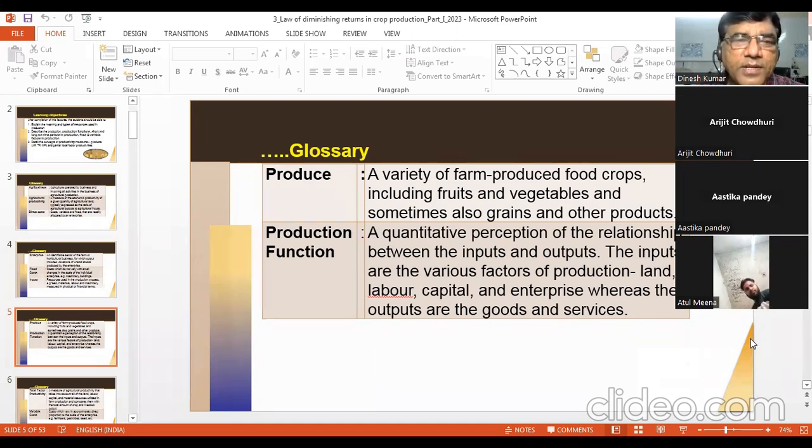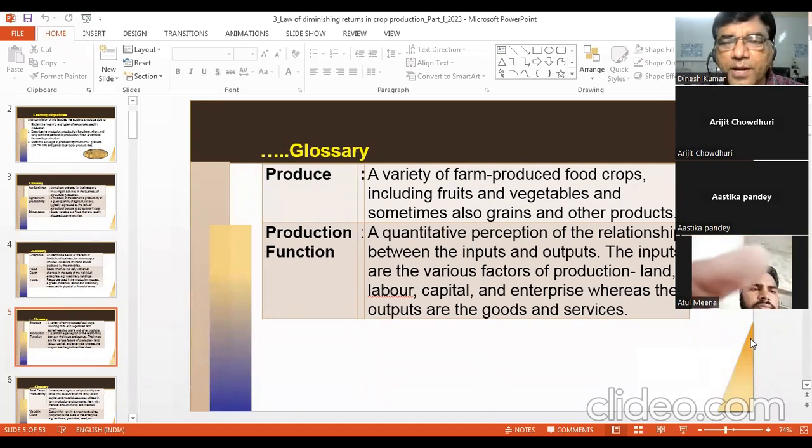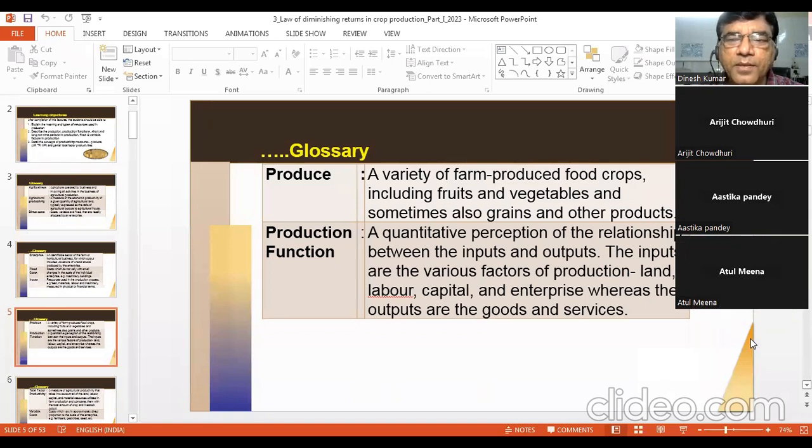The inputs are the various factors of production. Factors of production are land, labor, capital, and enterprise. This enterprise is sometimes also called organization, management, or entrepreneur. The entrepreneur is who is doing it, the manager or organization. So this enterprise is also known by different names. And the fifth input or factor of production is technology. In some places, it is mentioned as a factor of production, in some places it is not. But definitely, technology is also a factor of production. Knowledge or technology. So there can be five factors of production: land, labor, capital, management, and technology.